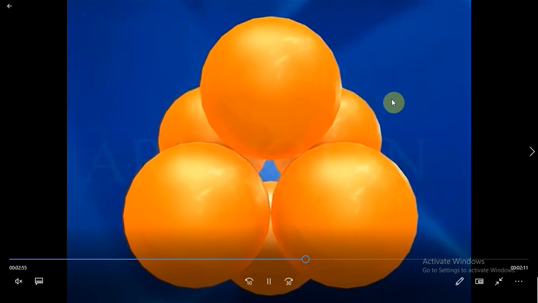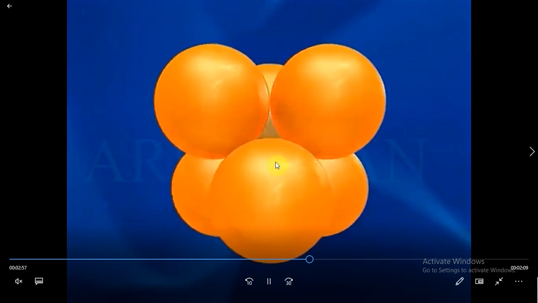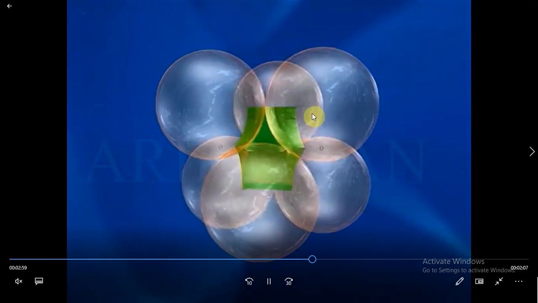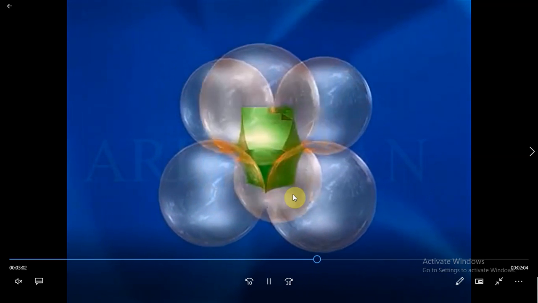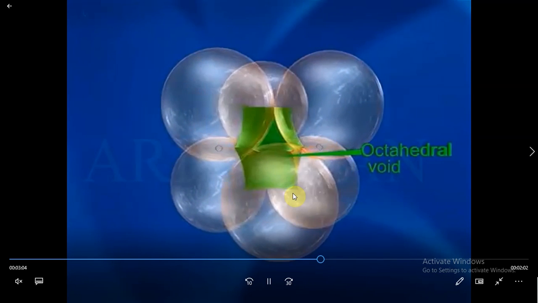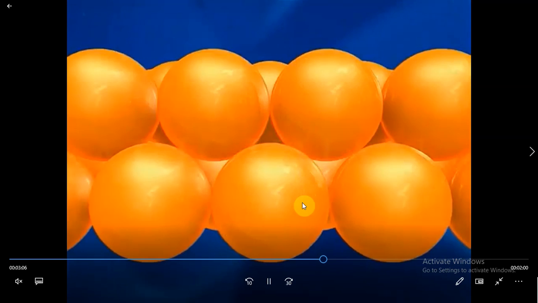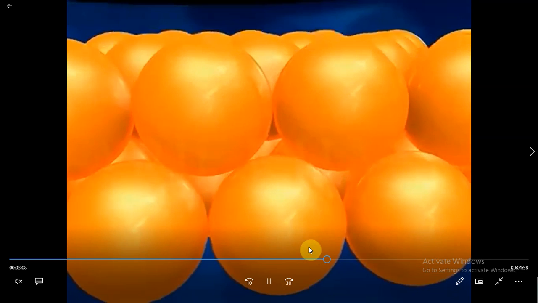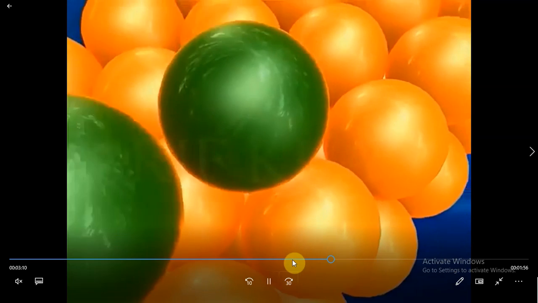One, two, three, four. And this void is surrounded by how many atoms? 1, 2, 3, 4, 5, 6 atoms it is getting surrounded by. So it is called octahedral void, and the first one was called tetrahedral void. You can again watch it.